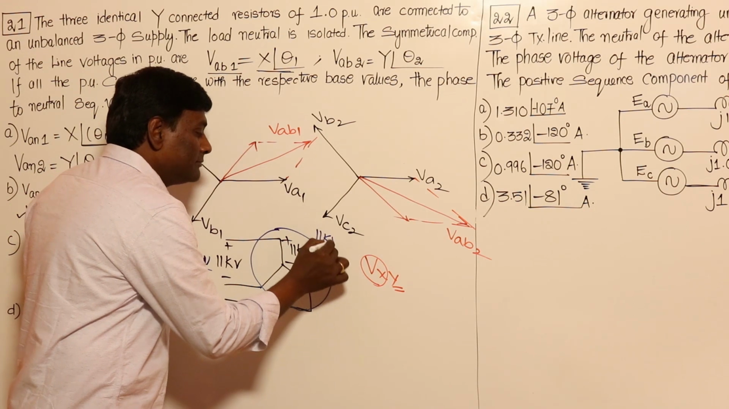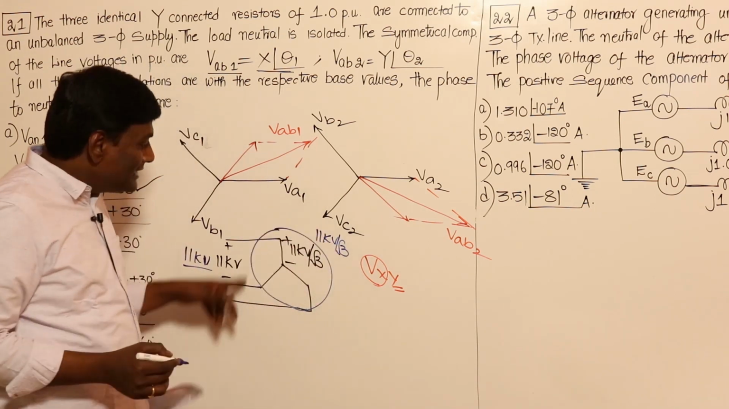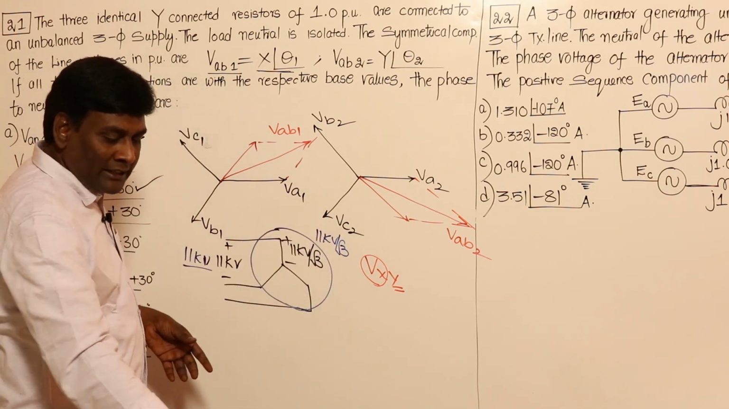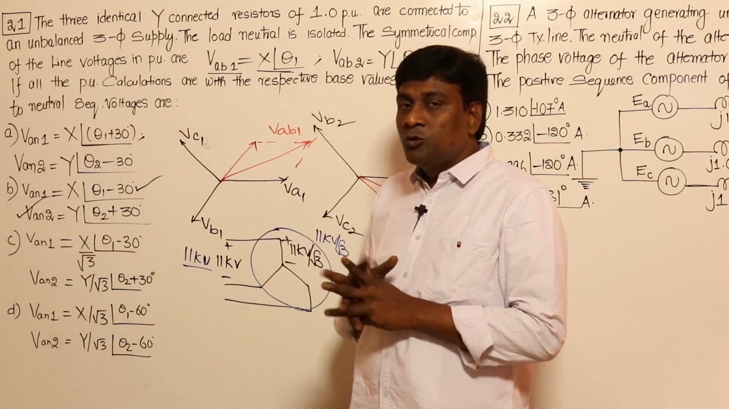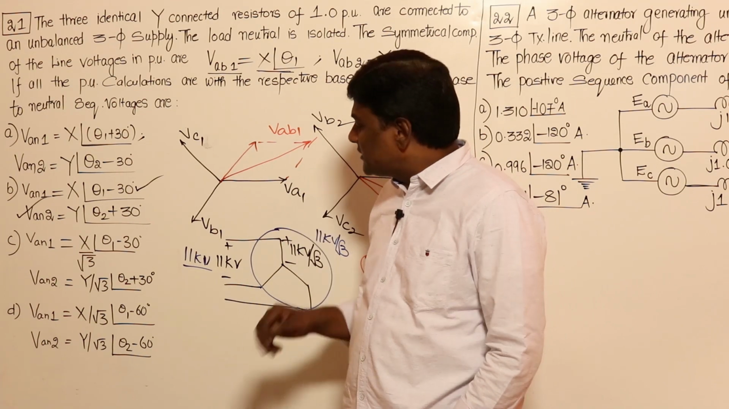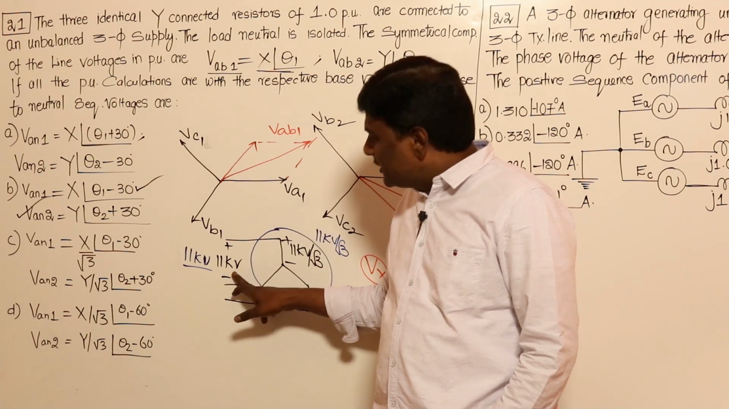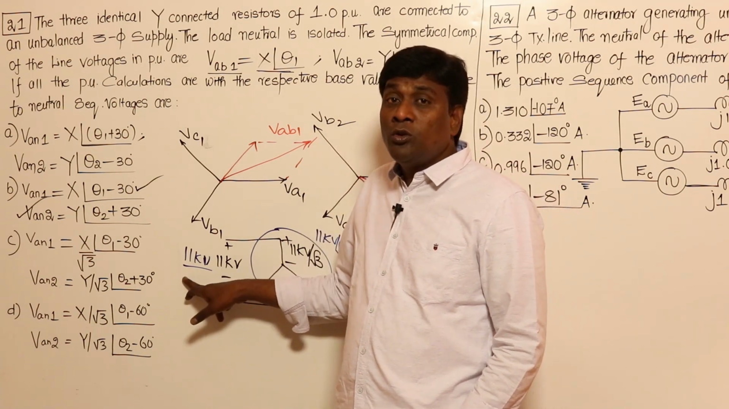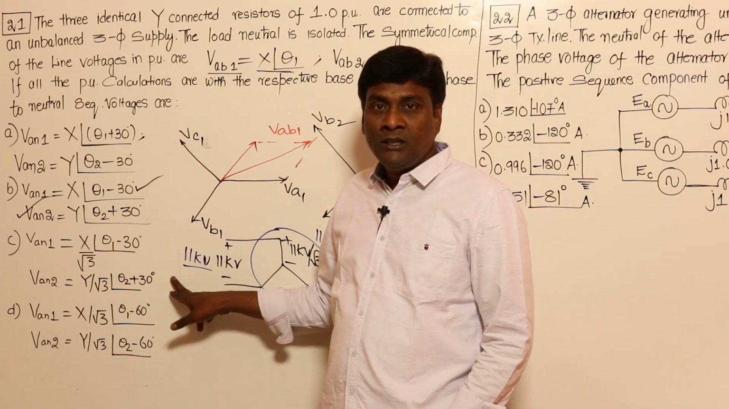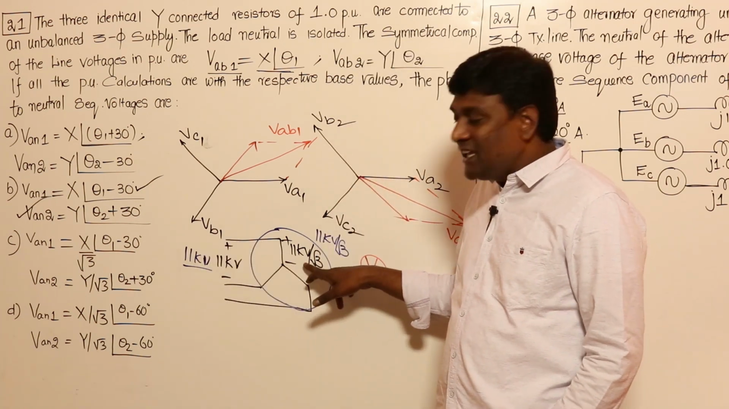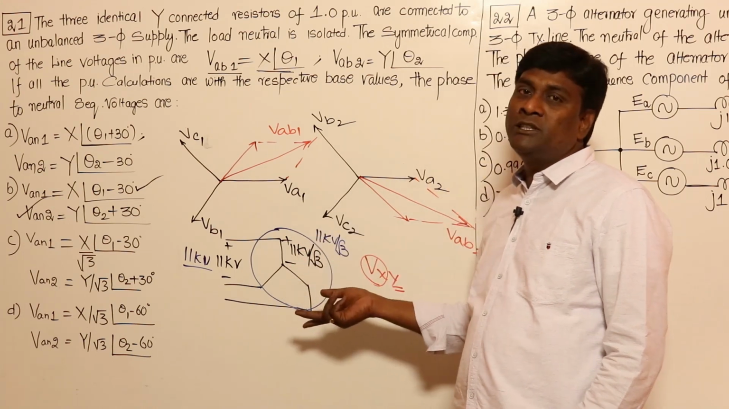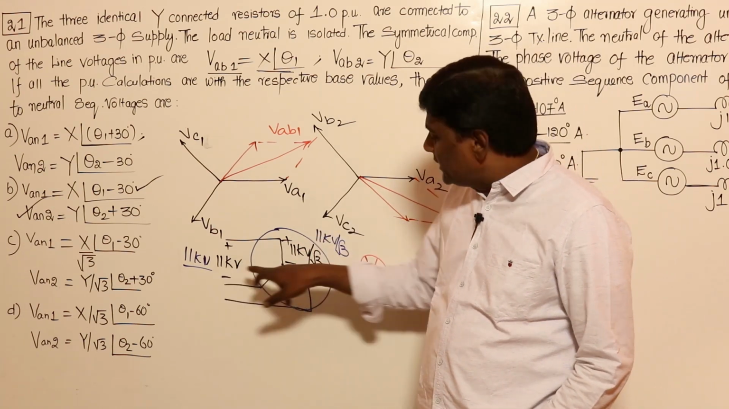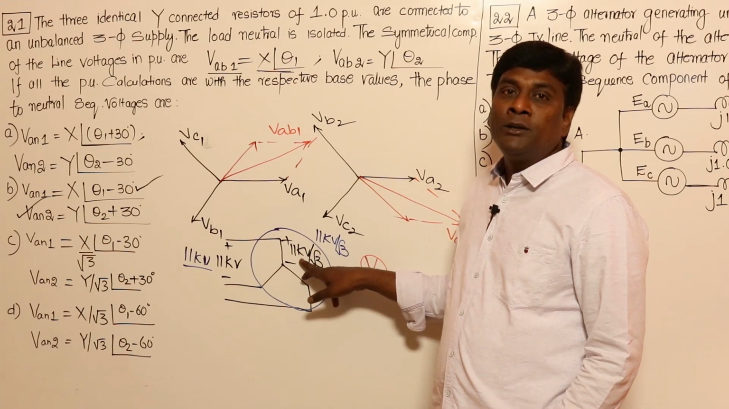11 kV by root 3. 11 kV by root 3 is the rated voltage. For example, if I say my alternator is producing rated voltages, so rated voltages in per unit, how much will it be? 11 kV is the rated voltage, it is producing 11 kV. So how much is per unit? 1 per unit. Now, if I come to here, 11 kV by root 3, what is the rated voltage or base voltage for that? It is going to be 11 kV by root 3 only. So if it is 1 per unit, it also will become 1 per unit only.